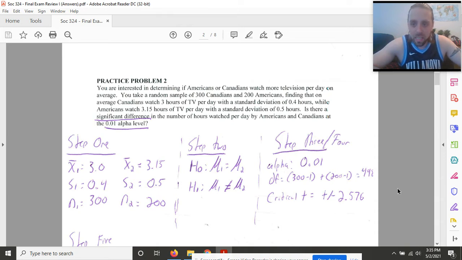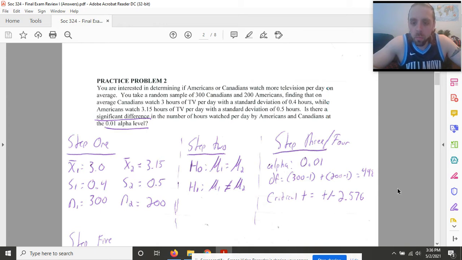My hypotheses, again, follow the same t-test logic of practice problem 1. H0 is that mu1 equals mu2. Because keep in mind, now we have two sample means and therefore two theoretical populations, one in Canada and one in the United States. So I have to use the mu notation in this case. H1, mu1 does not equal mu2. I can get away with that here because it's a two-tailed test. Then I will set my alpha level at 0.01.